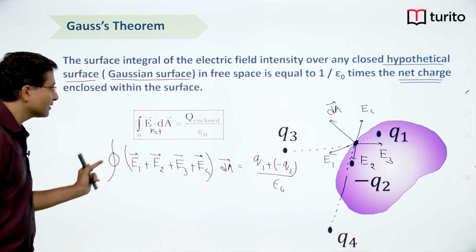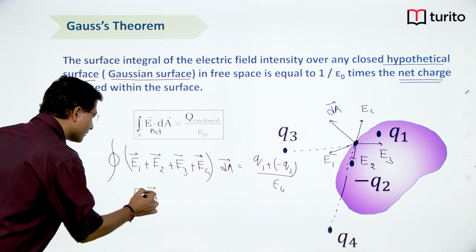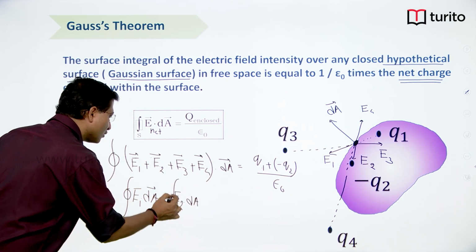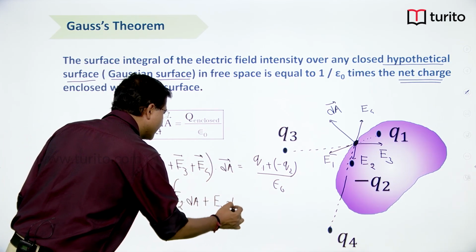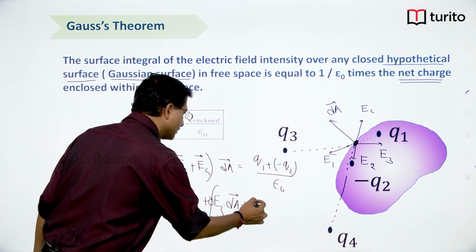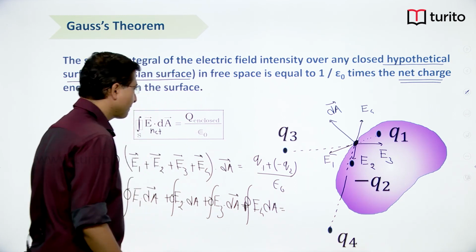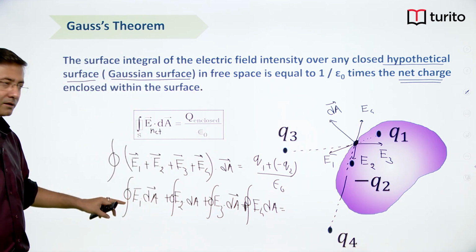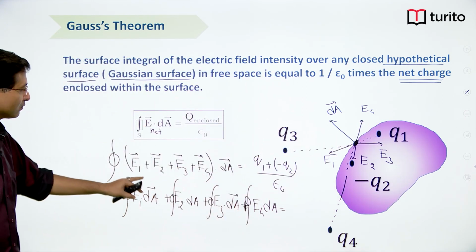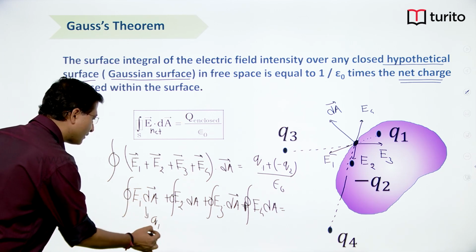And what I am saying is there is nothing new. If you open the bracket, then you will get E1 dot dA closed plus E2 dot dA closed plus E3 dot dA closed, and the last one plus E4 dot dA closed. This is representing what? The flux due to the first charge, field into area over closed surface. This will give you Q1 by epsilon naught. So this is nothing but Q1 divided by epsilon naught.